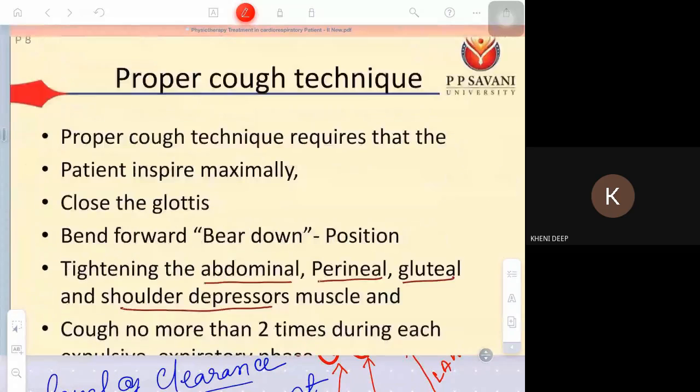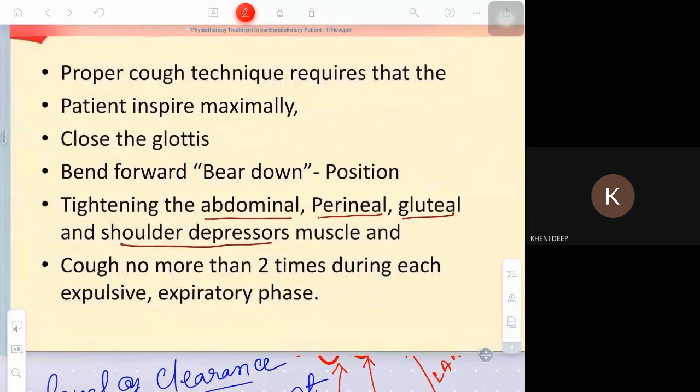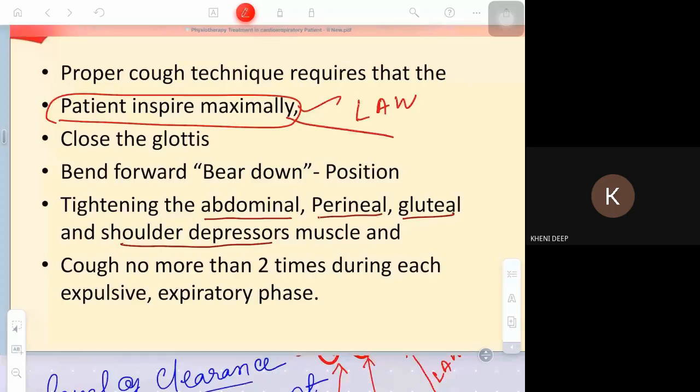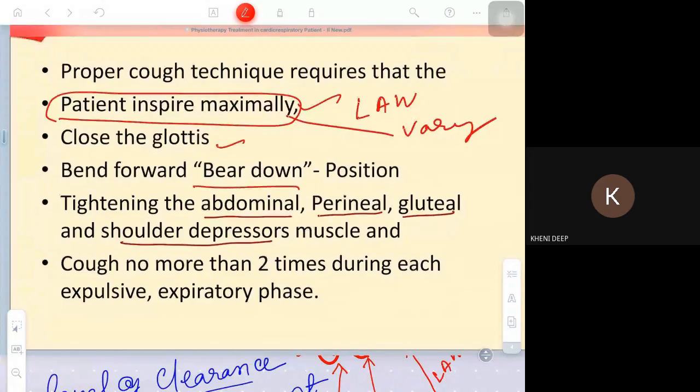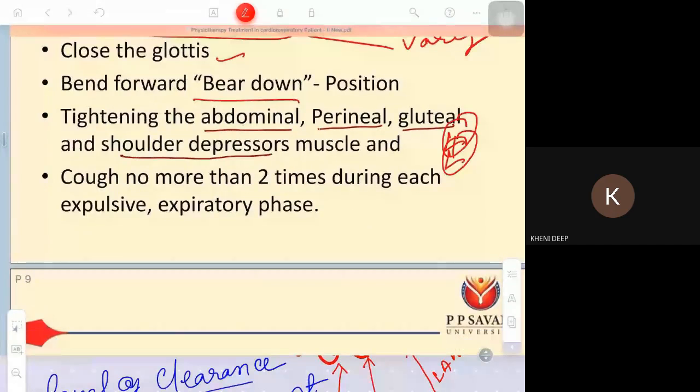So proper cough technique: maximum inspiration, if the larger airway has to be cleared. This will vary according to the level. Glottis should be closed, bear down position, the muscles should be contracting, and you should cough only 2 times.